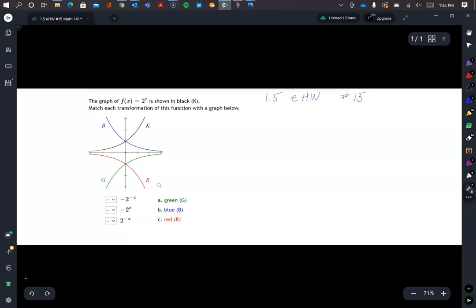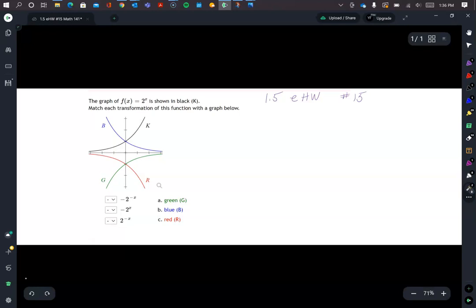So we will learn more properties about this, but for now you could just look at the one they give, the black line. That's the function itself, 2 to the x, and then match each transformation of this function with the graph below. We could do it by looking at the graph first or the equation first. How about we look at the graph?